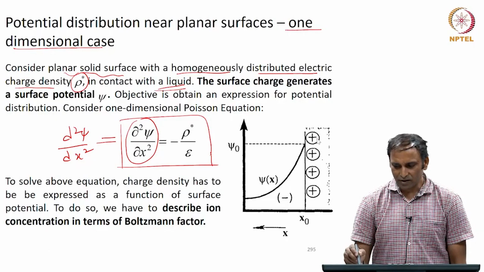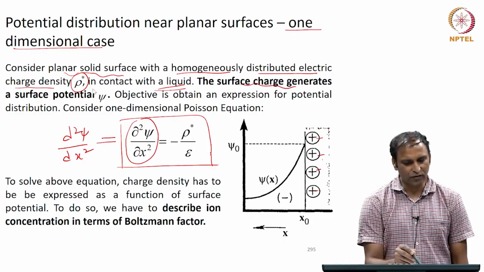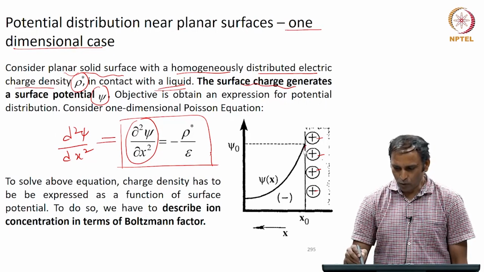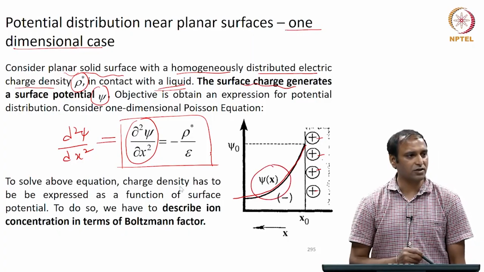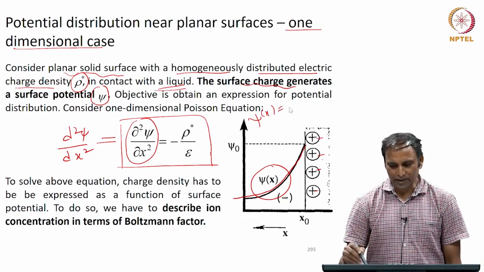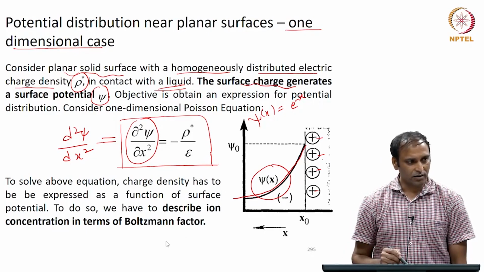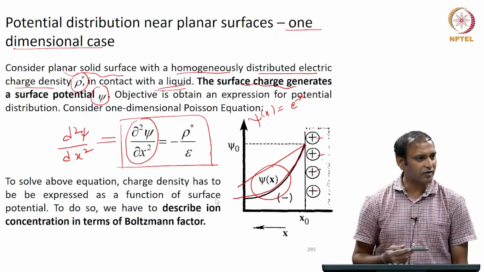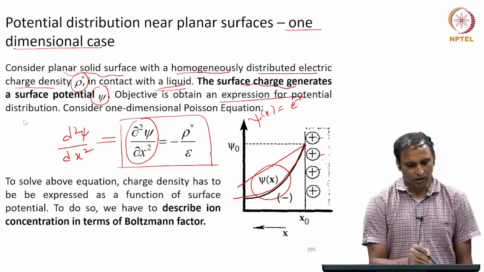And as a result of the charges on the surface, the surface generates a potential, which is represented as psi, and this psi would vary with distance in some particular way. After calculating what this function is, we would like to find out whether psi of x is an exponential function, does it vary exponentially as we move away from the surface, or does it vary linearly, or does it have any other functional form. That is what we would like to look at. The objective is to obtain an expression for the potential distribution.